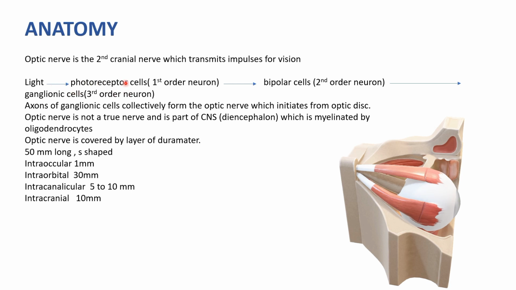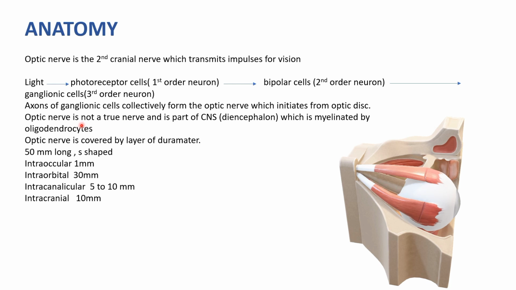In this way the impulses from light pass through the retina, and the axons of the ganglion cells collectively form the optic nerve, which initiates from the optic disc. So from the retina, the ganglion cells give rise to these axons, which collect in the optic nerve head and form the optic nerve, which initiates from the optic disc.